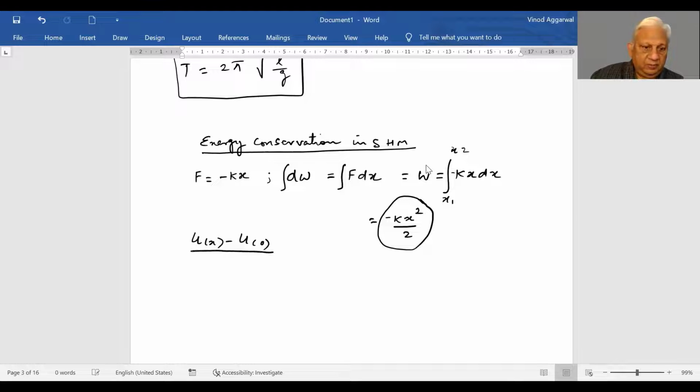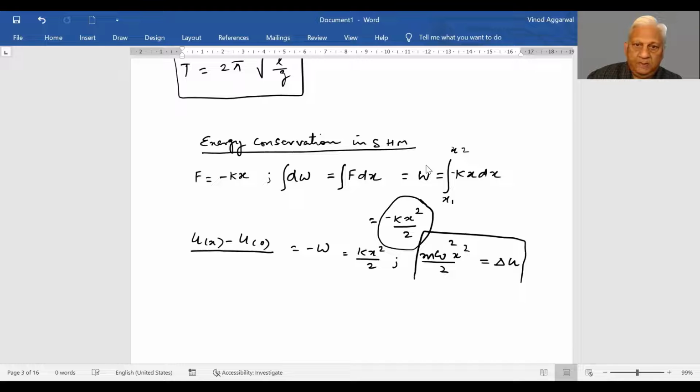This is the difference between the potential energy, or we substitute k becomes m omega square, and this is the total change in energy.